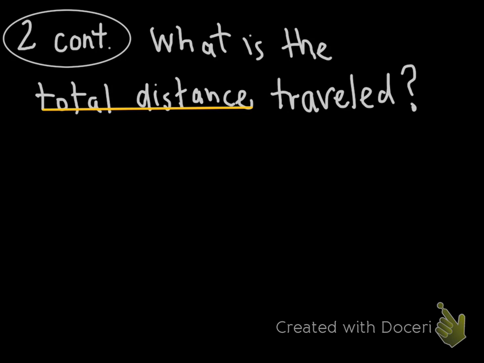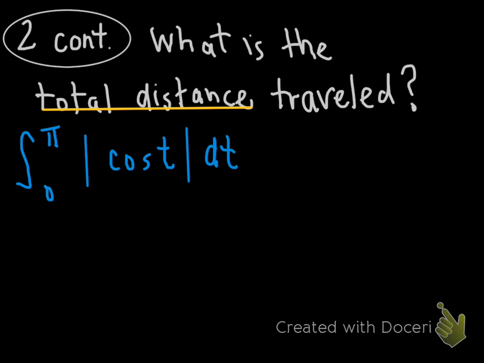Now we're asking the same exact function. This is problem number 2 continued. What is the total distance traveled of this object? Well, if I want to know the total distance traveled for the object, I don't care if it's traveling right or left. I don't want those distances to negate each other. I'm interested in the total distance traveled. So perhaps you understand this. To evaluate the integral, what we want to do is take the absolute value of the cosine function.